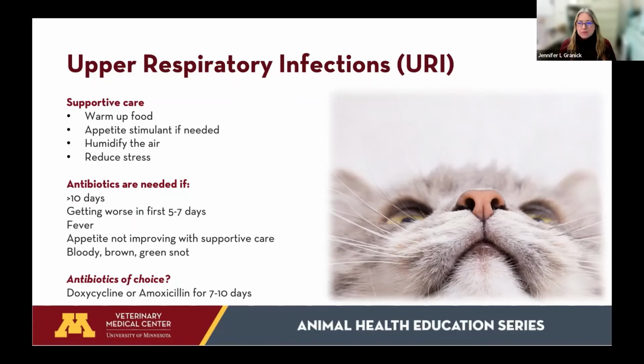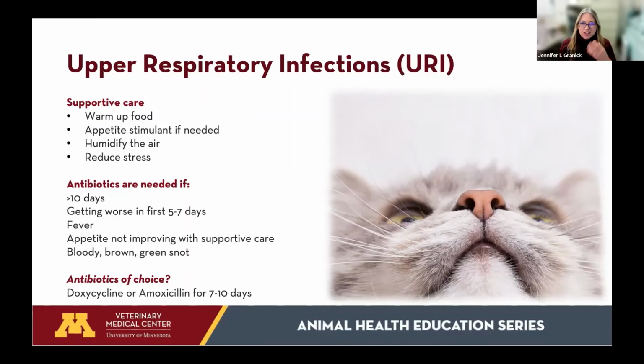Adding some tuna juice can be helpful to increase their appetite, but we can provide appetite stimulants if needed. Humidifying the air. So when you take a shower, have your kitty in the room so they can breathe that humidified air, or get a humidifier for your home. And then reducing stressful things that will cause the flare-up of this herpes virus are things that we can do. Antibiotics definitely are needed if we think that bacteria is complicating this viral infection. And that typically is when the clinical signs have been going on for more than 10 days, or if even before 10 days, the kitty is getting worse.